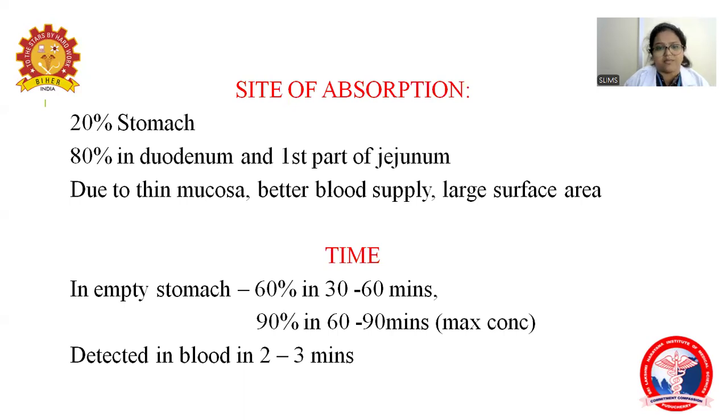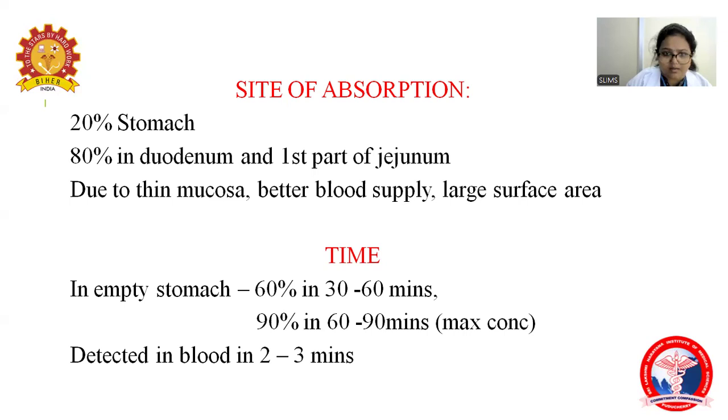And then something about its absorption. This is mainly based on ethyl alcohol, which is absorbed 20% in the stomach, and the remaining 80% of the alcohol is absorbed only from the duodenum and the first part of the jejunum. The reason for this absorption is the thin mucosa, better blood supply, and the larger surface area for absorption. So in persons with gastrectomy and other conditions, alcohol absorption is faster.